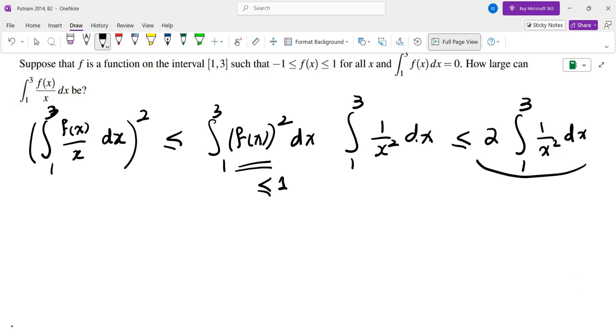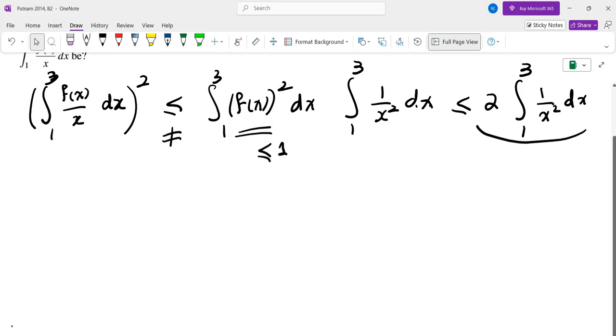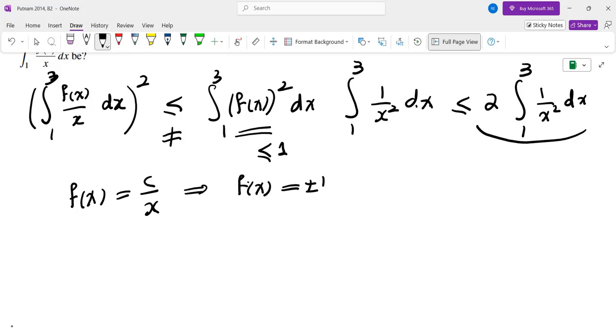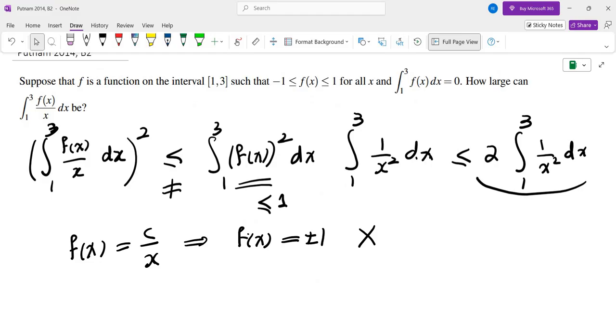You can then evaluate this one, but this equality cannot hold, because in order for the equality to hold, you need f of x to be c over x, which means f of x cannot be just plus or minus 1. So this is not going to work. But then I realized that I have some portion of f that is positive and I have some portion of f that is negative. I would like to put the portion that is positive over smaller denominators and the portion that is negative over larger denominators. In that case, this is going to be the largest possible.